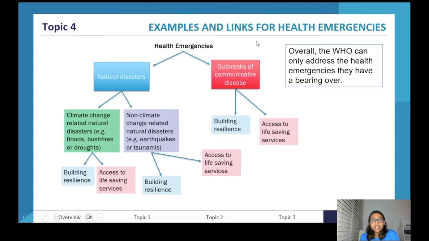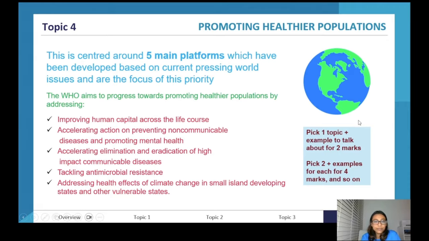Okay, then we've got examples and links for health emergencies. So natural disasters and then outbreaks of communicable diseases as our 2 sort of factions. Flowchart here for your convenience. And the message is overall the WHO can only address the health emergencies that they have a bearing over. Okay, so then our third, last but not least, priority of the WHO is promoting healthier populations.